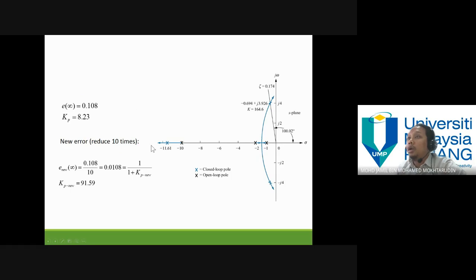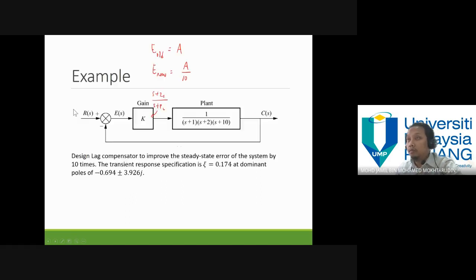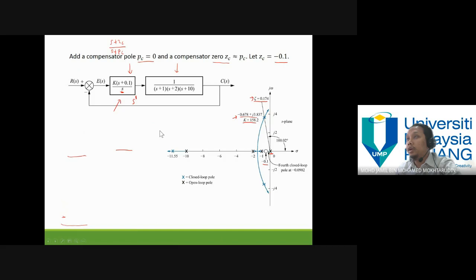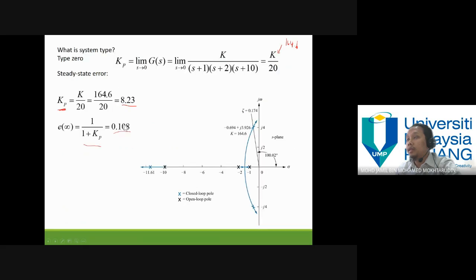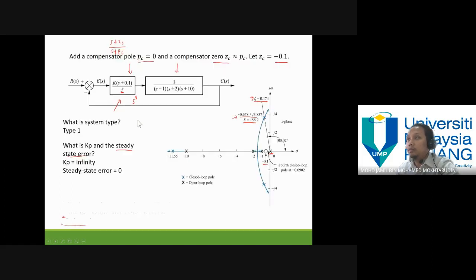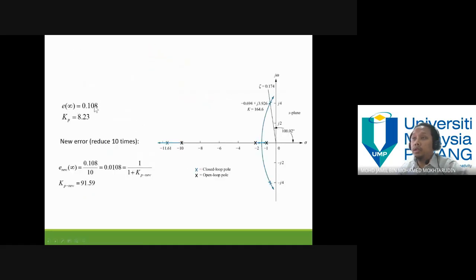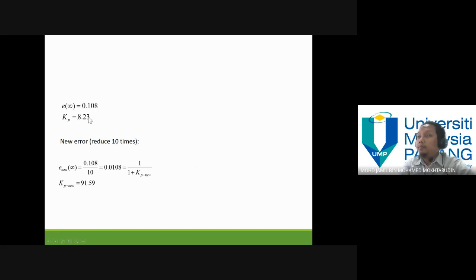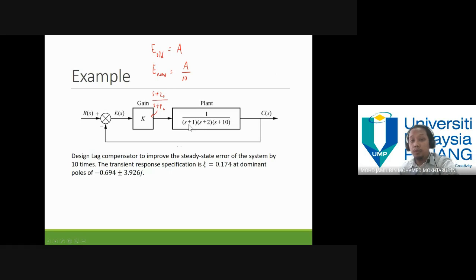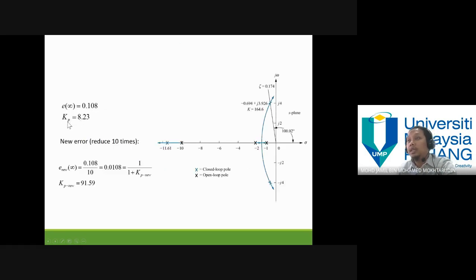Okay, so firstly, we find the steady state error of this original system. This is already found from the previous example. It's a similar transfer function, so similar calculation for finding steady state error. So you get steady state error equals 0.108. And the system type is type 0. So for a type 0 system, you only have KP, and KP gives the value for steady state error.